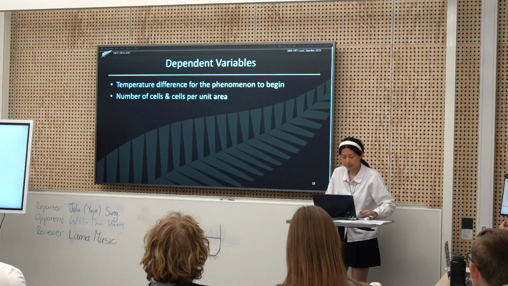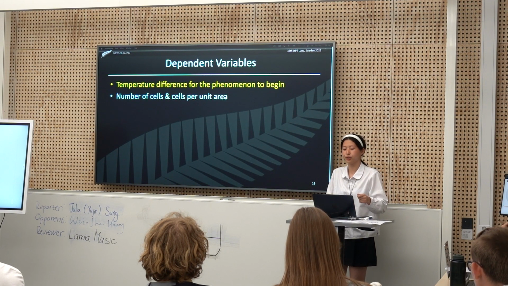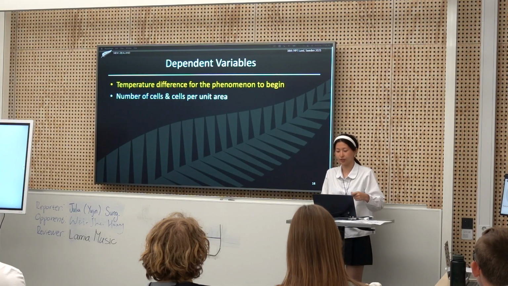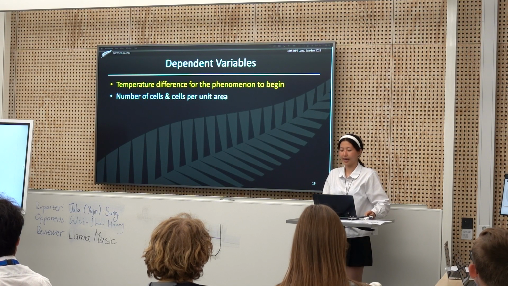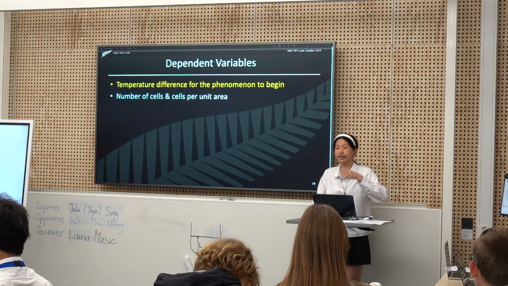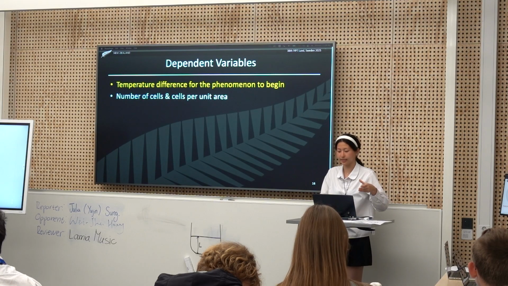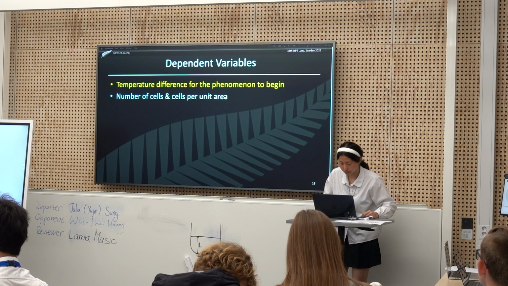Dependent variables that I've investigated. Firstly, I've investigated the temperature difference required for the convection cell phenomenon to begin. The phenomenon beginning is defined as when the second cell appears, not the first large initial cell, because the formation of that is basically spurred on mainly by the conduction of the glass balls.